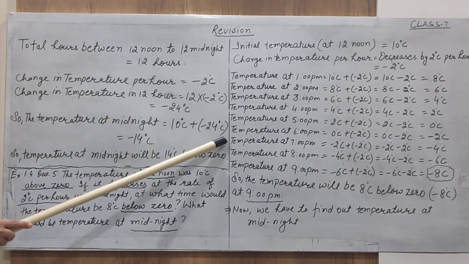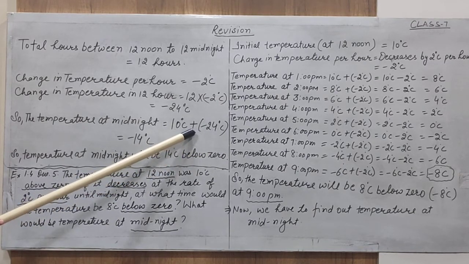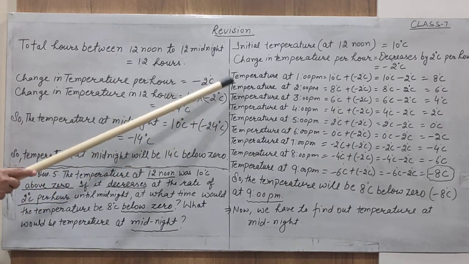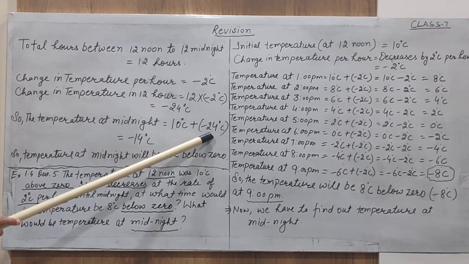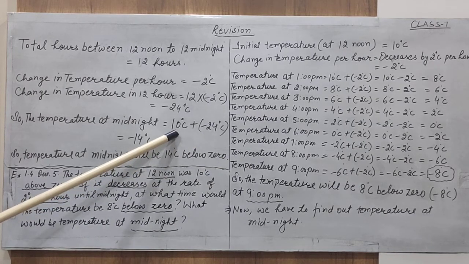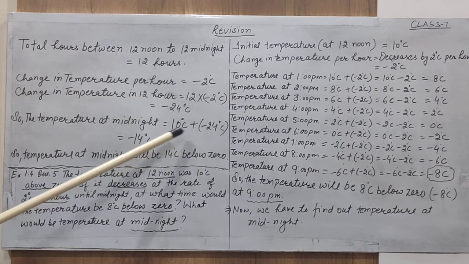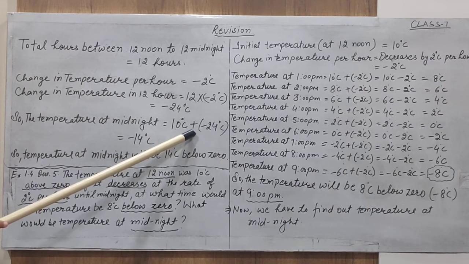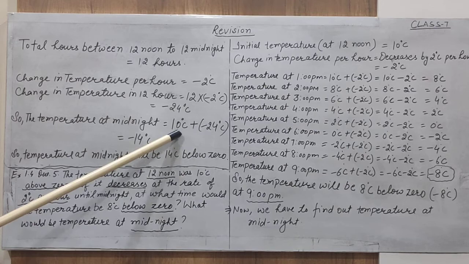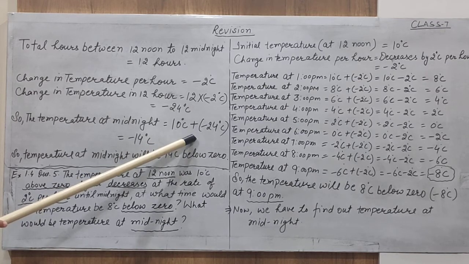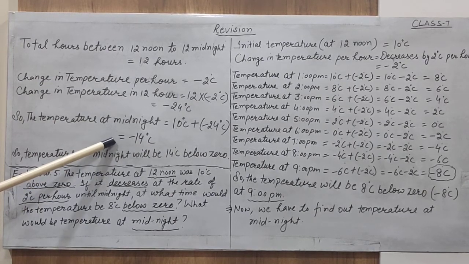So for finding the total temperature, we have to add these two temperatures. As we have done for every hour, na, similar process we have to do for the 12 hours. Alright, so initial temperature plus change in temperature or decrease in temperature. Total temperature after adding is 10 degree plus minus 24 degree Celsius, which is equal to minus 14 degree Celsius.